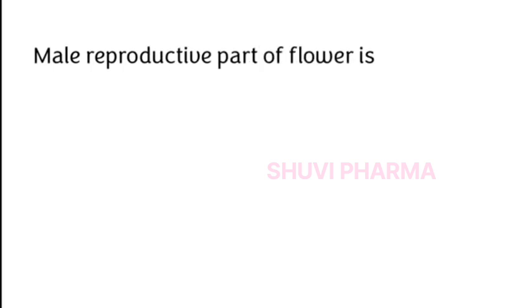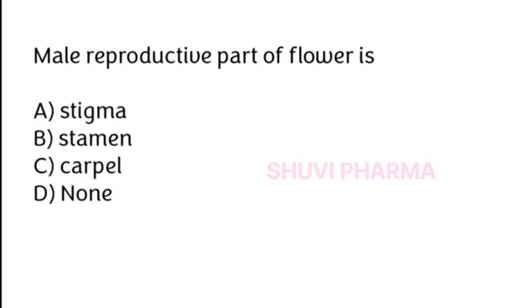Male reproductive part of flower is stigma, stamen, carpel, none. The correct answer is option B. Male reproductive part of flower is stamen.